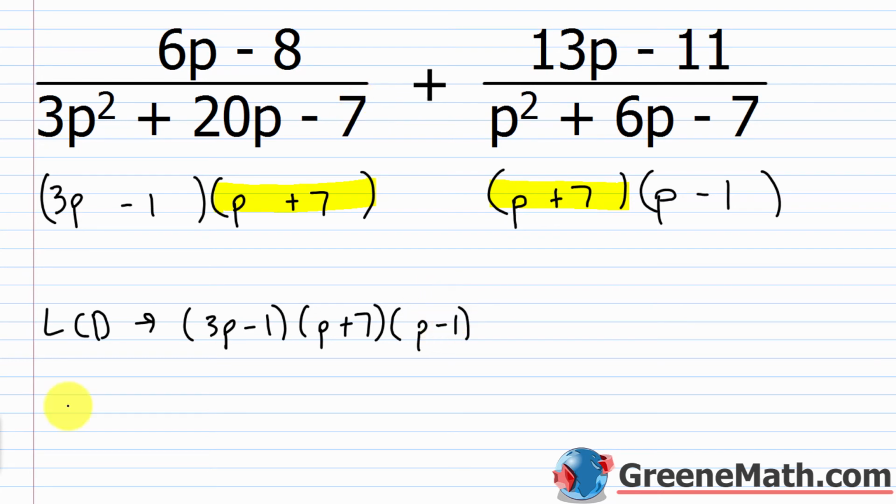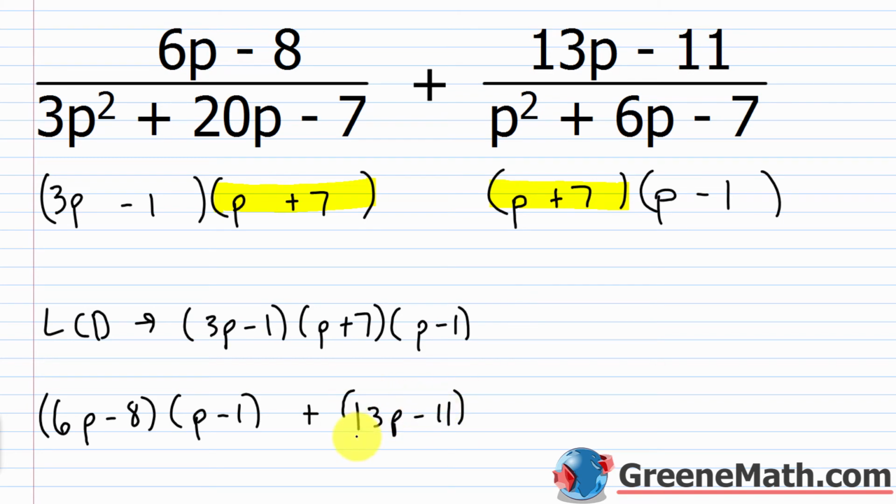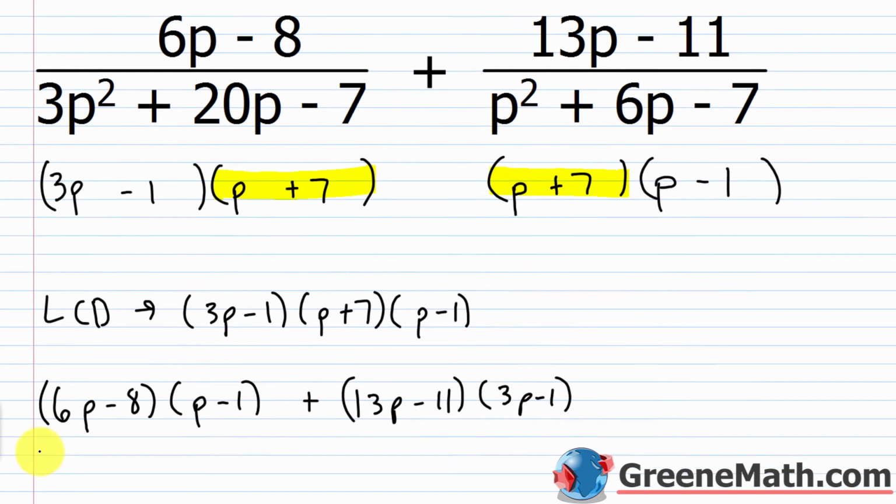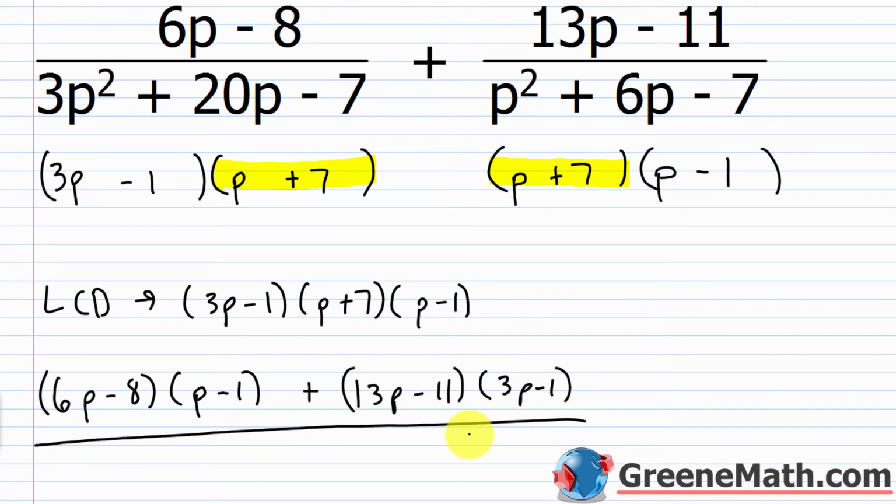So for this first one, I am missing the p minus 1. So I'm going to multiply 6p minus 8 times the quantity p minus 1. Then plus, over here, what am I missing? Well, I have p plus 7, I have p minus 1, I'm missing 3p minus 1. So I'm going to multiply 13p minus 11 times, again, what I'm missing, which is this 3p minus 1. Then for the denominator, we already know that's going to be the LCD. So that's 3p minus 1 times p plus 7 times p minus 1.